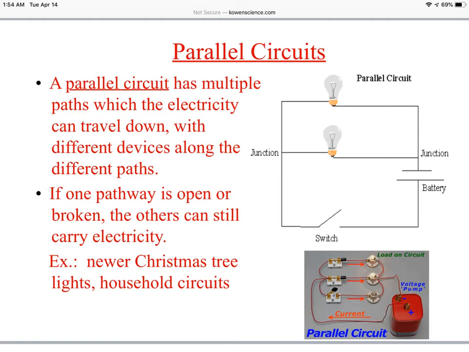A parallel circuit has multiple paths with which the electricity can travel down, with different devices along the different paths. If one pathway is open or broken, the others can still carry electricity. Examples would be our newer Christmas tree lights or household circuits. We can look at a diagram over here, and we can see that we have this as a path. We also would have this as a path. This area could be broken, we could still travel this way. This could be broken, we can still travel this way.